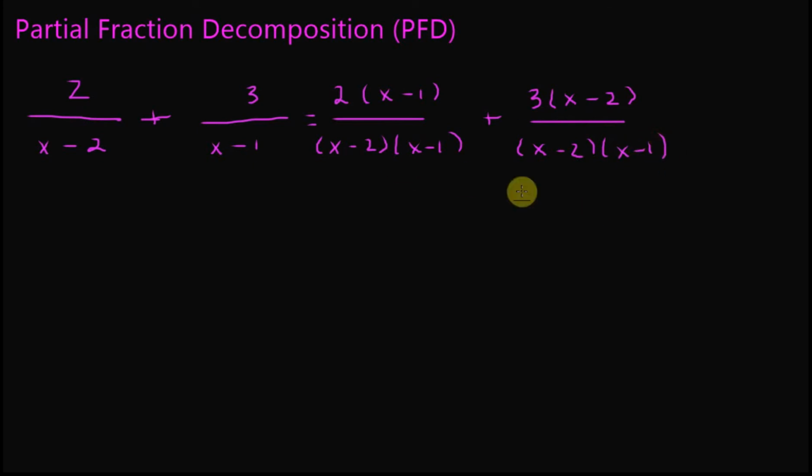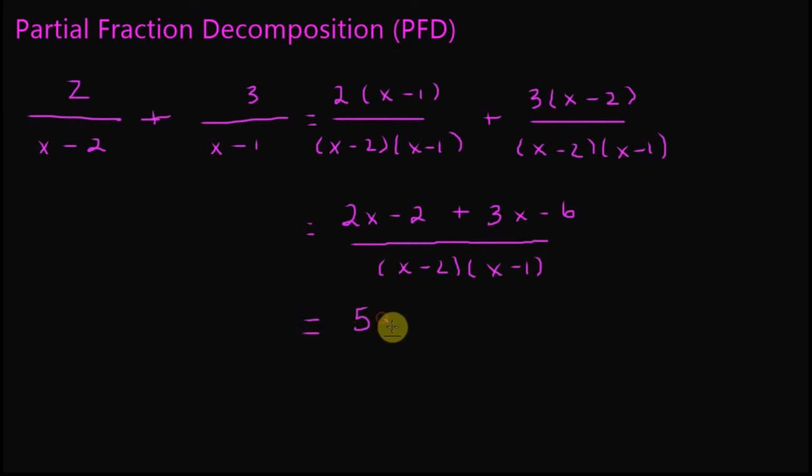Now that these fractions have the same denominator, we can simply add the tops. First, notice that we distribute the values. Then, we're allowed to combine like terms. That gives us 5x minus 8 over x minus 2 times x minus 1.